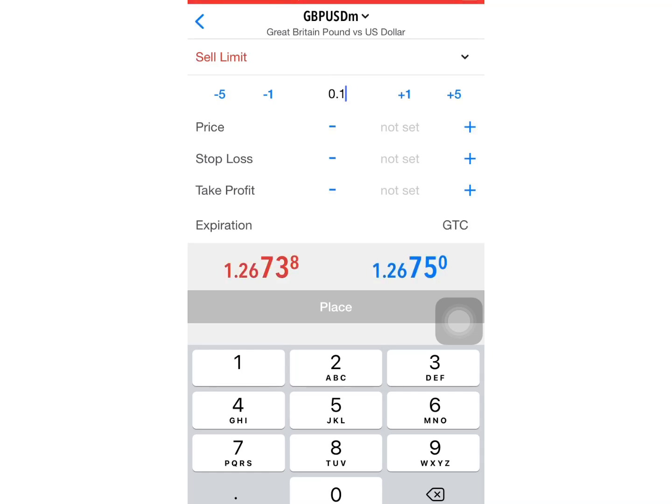But actually, like I said, we are just talking about placing a trade. So you have to know some things before you even think of starting trading. That's why so many new traders lose their money, because they don't understand these basic things, right?